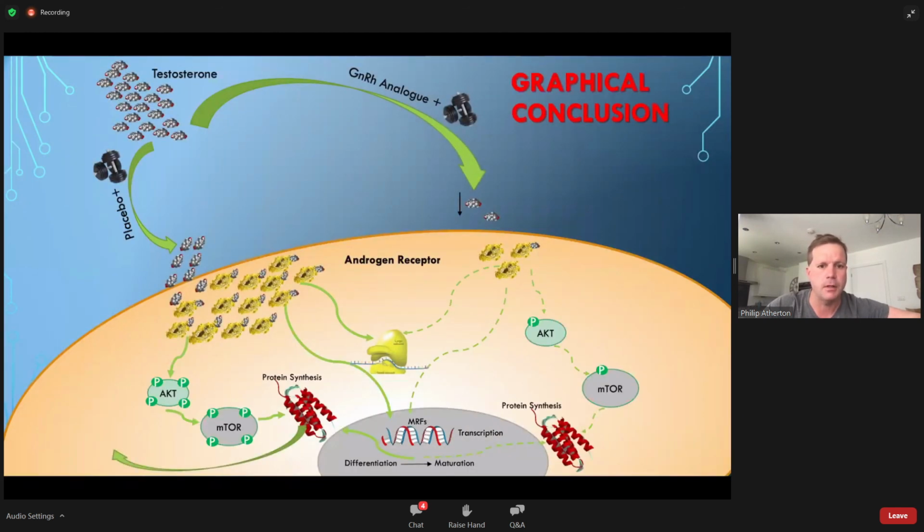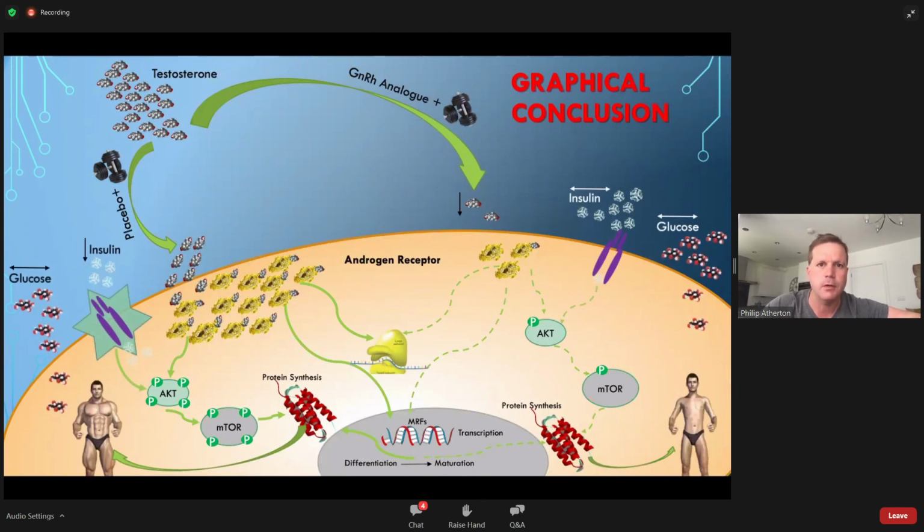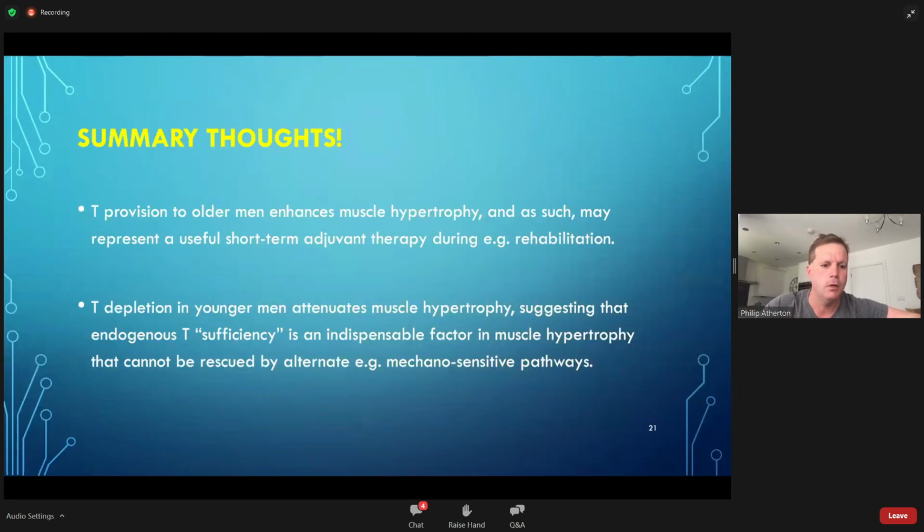So that's the graphical abstract. Again, Tara's already shouted at me, so I shall stop there. Hopefully that's all reasonably clear.